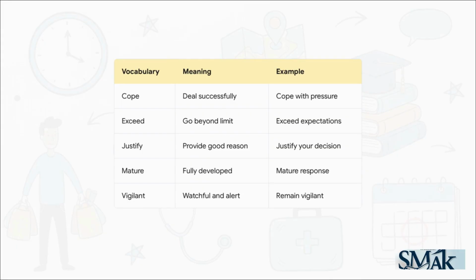If you have a ton of obligations, you literally have to learn to cope with pressure. If you break a rule, you might have to justify your decision by providing a really good reason. Security guards have to remain vigilant, meaning they must be watchful and alert at all times. Using words like this elevates your English from simply stating a rule to providing complex, mature descriptions of exactly how we navigate our daily responsibilities.